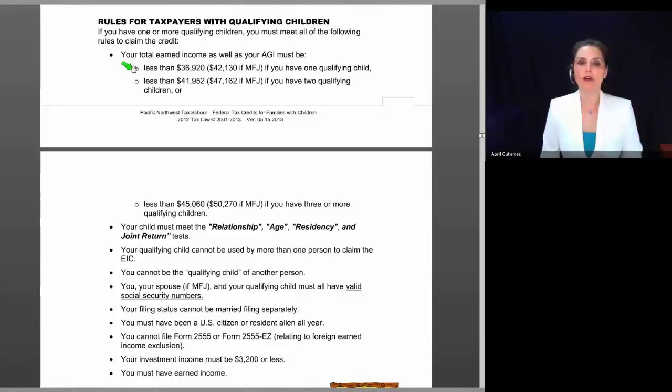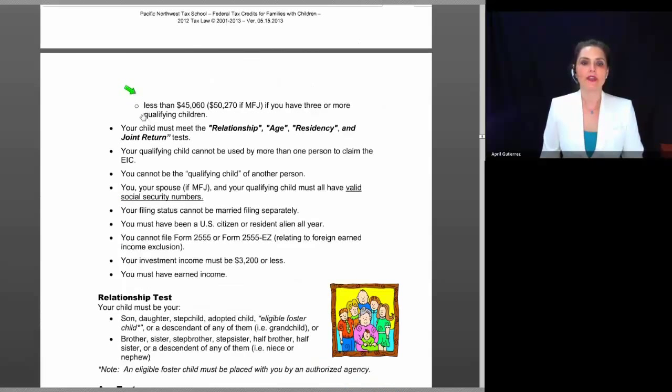If you have one qualifying child, your income must be less than $36,920, or less than $42,130 if you are filing joint. Or if you have two or more qualifying children, or two children, then the income must be less than $41,952, or $47,162 if joint. And if you have three or more qualifying children, then the income must be less than $45,060, or less than $50,270 if joint.